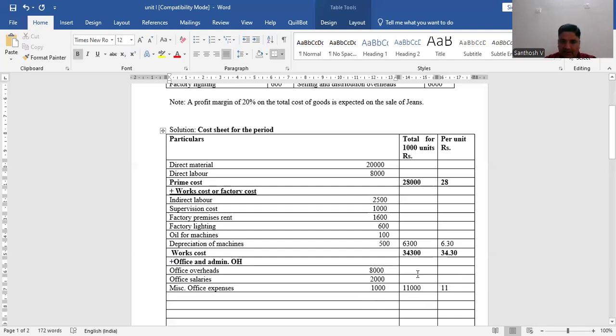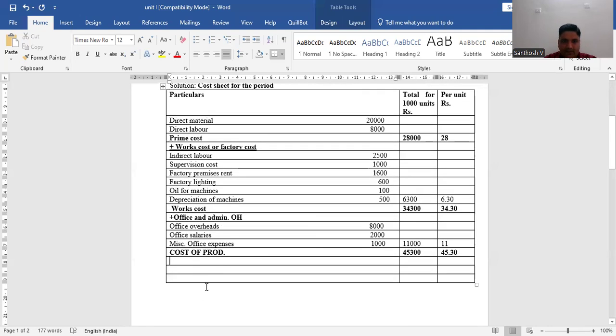Okay. So now add together, this is also add only. So 34,300 plus 11,000, you will get 45,300. And then 34.30 plus 11, in the sense 45.30. Okay. Now you got the total. This total we call cost of production. This is called cost of production. I hope there are no doubts in this.